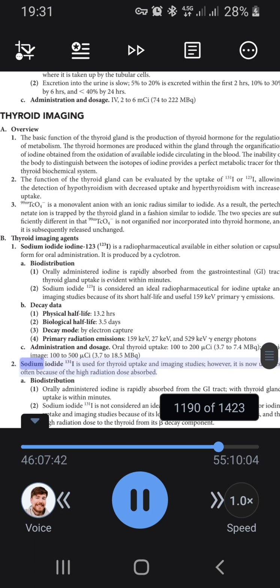2. Sodium iodide 131I is used for thyroid uptake and imaging studies. However, it is now used less often because of the high radiation dose absorbed.